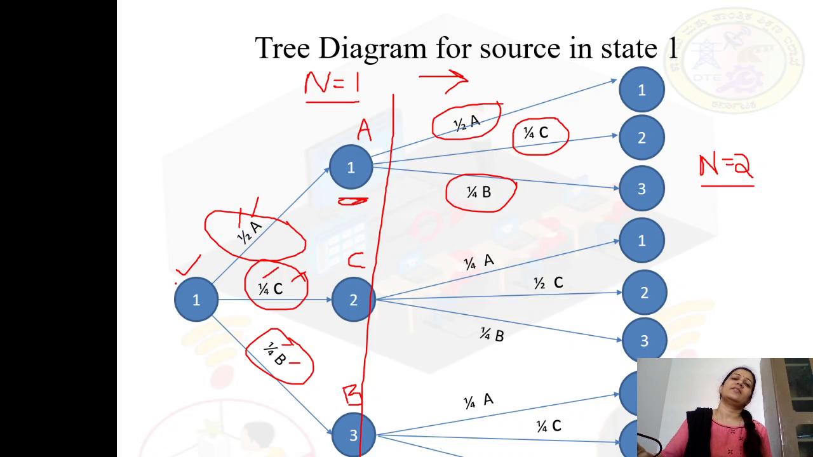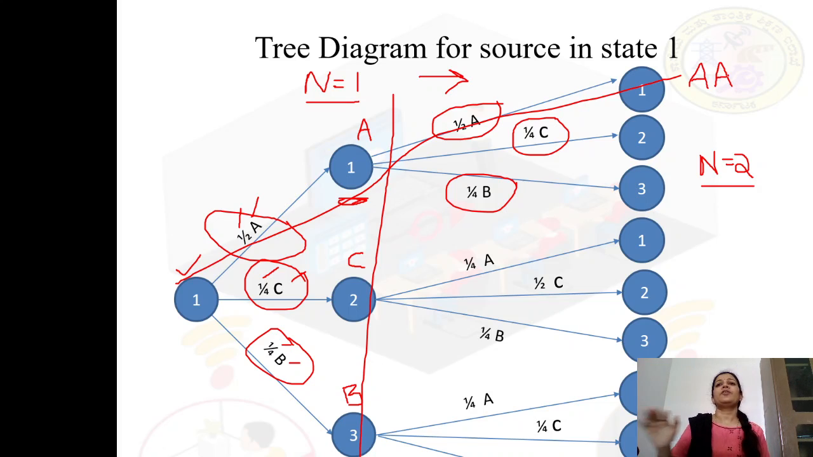Now if I consider this particular sequence, my output would be A, that is the output of the first stage, and if I consider again the transition from 1 to 1, it is A again. So if my source is initially in state 1 and it makes a transition to 1, it will emit A. Again if it makes a transition to 1, it will emit A. So 2 symbols were emitted and the sequence is A and A.